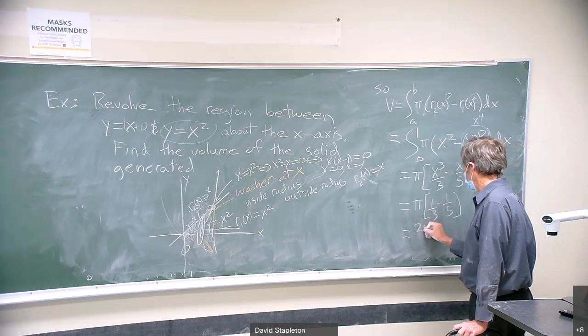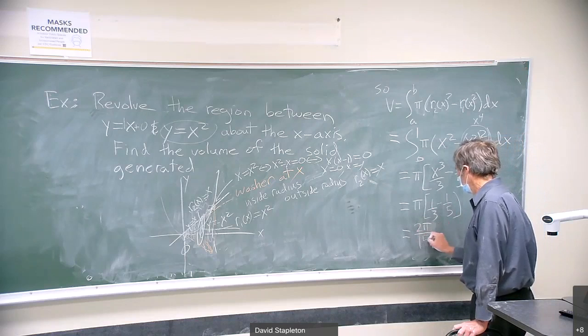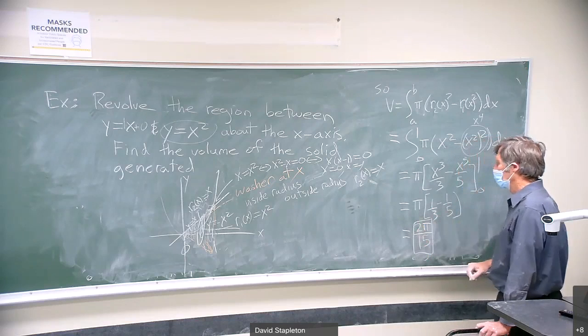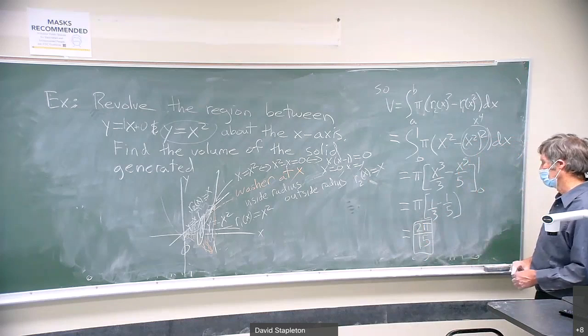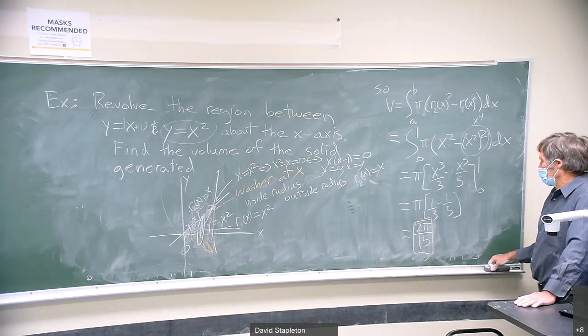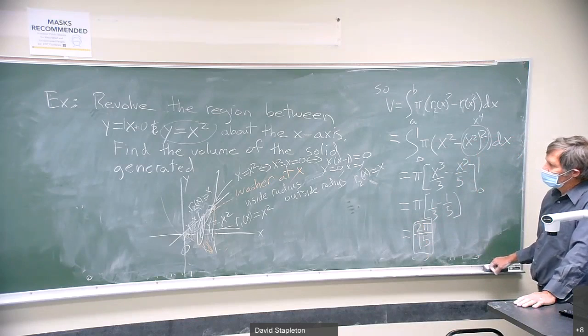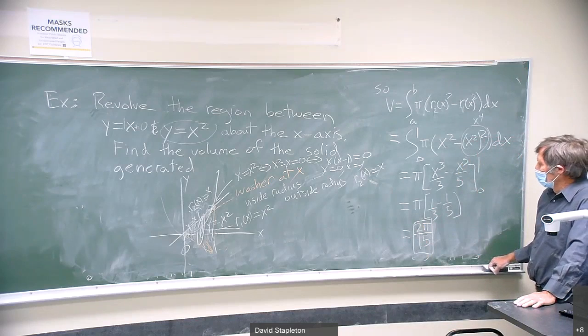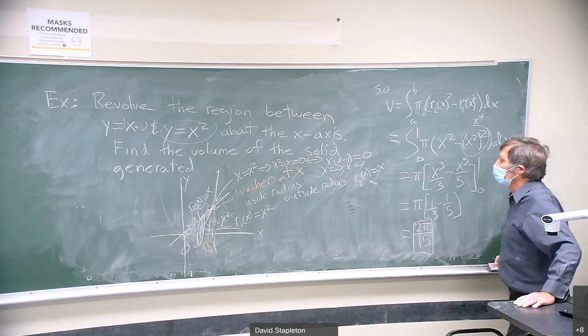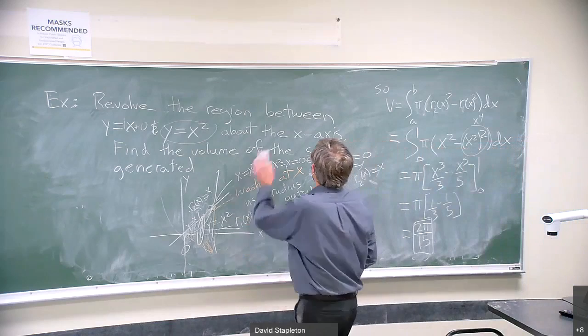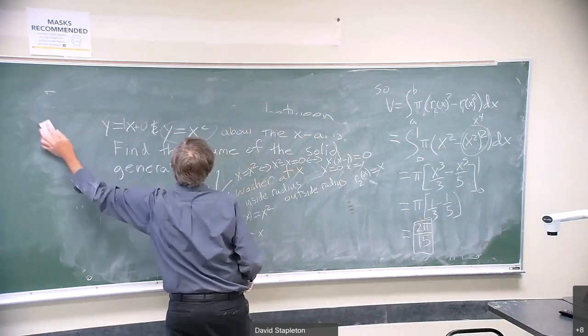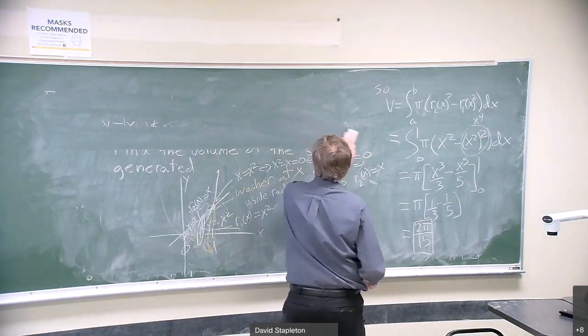So there we go. Roughly 6/15, 2/5. Pretty neat, I think. All sorts of things you can do like this.